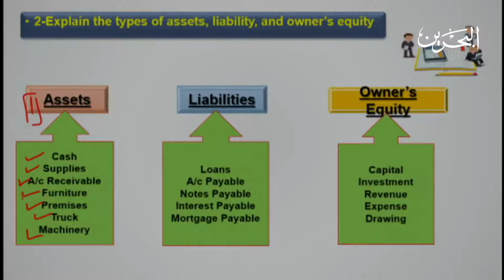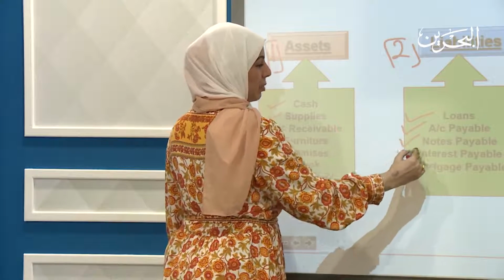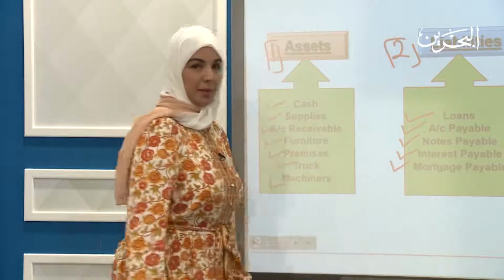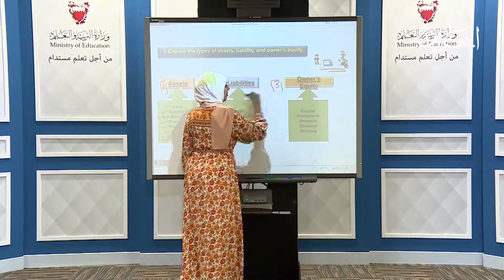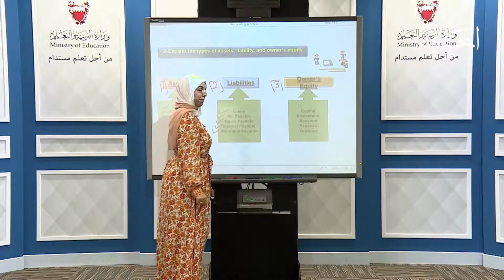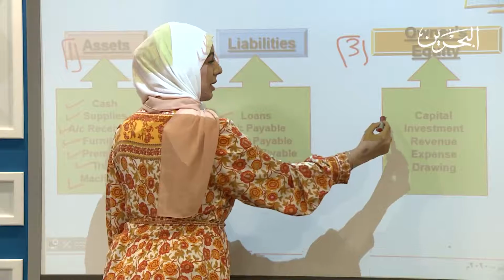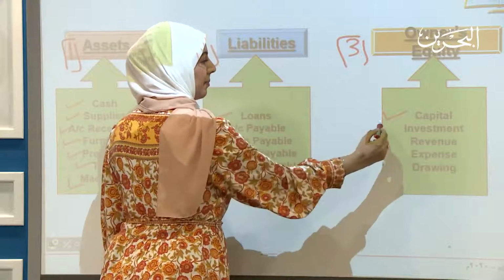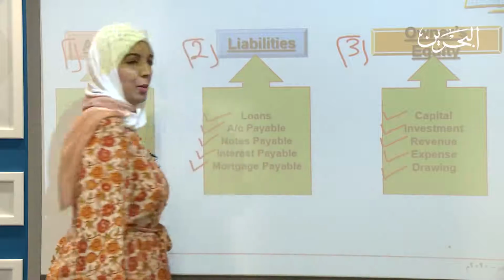Moving to the second component of the accounting equation, which is the liability, let us take some examples. Liabilities include loans, accounts payable, notes payable, interest payable, and mortgage payable. Finally, we shift to the third part of the accounting equation, which is owner's equity. Examples of owner's equity start with capital, investment, revenues, expenses, and end with the drawing.